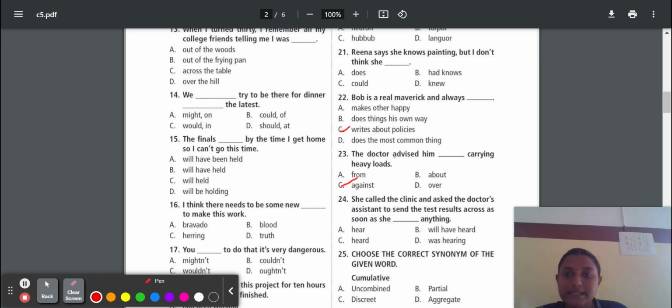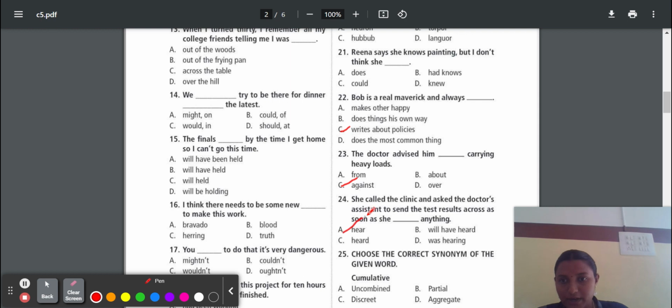Question number 24. She called the clinic and asked the doctor's assistant to send the test result across as soon as she does anything. Option A, here. Option B, will have heard. Option C, heard. Option D, was hearing. Answer for the question 24 is option A, here.